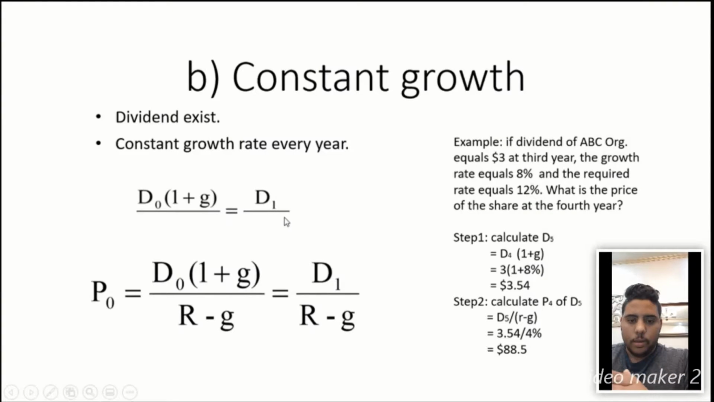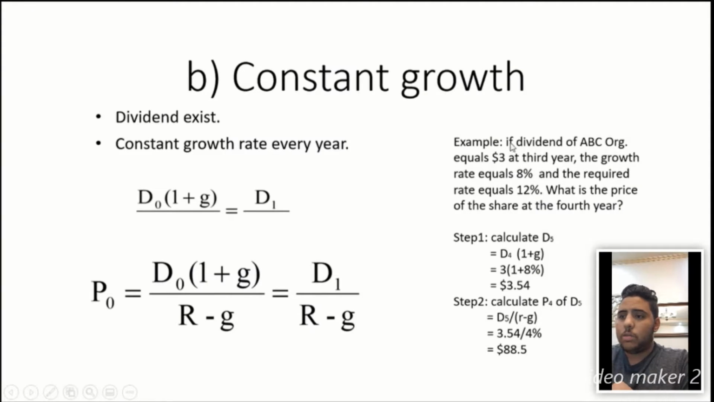If we're getting the price for the third year, we need to get the D4. How do we get the D4? By getting the D3. Here, as you see, we use the D0 because we were using D1, so we take the one before times 1 plus the growth rate. That's how we get the D1.